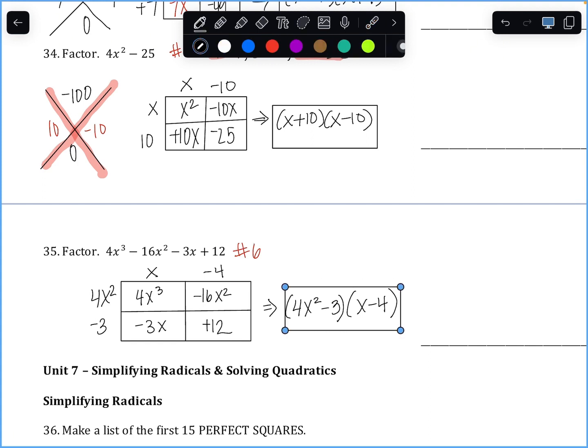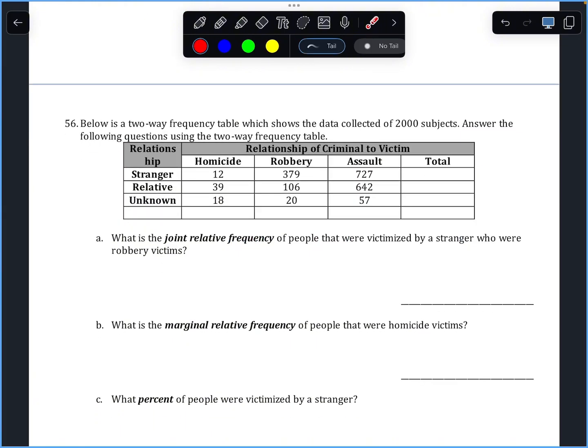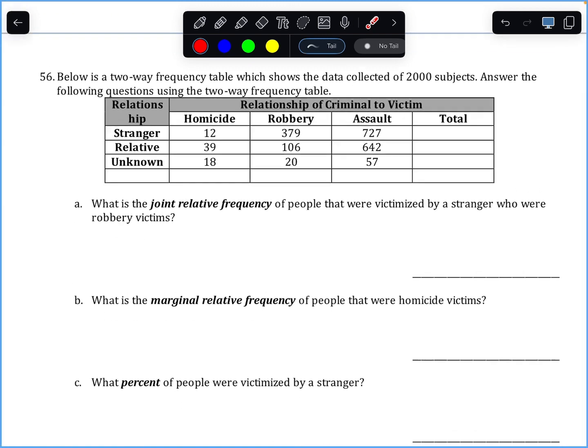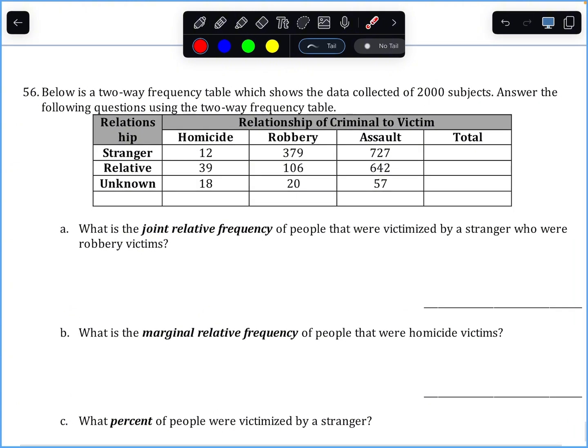All right, let's look at this one. It's an example. Below is a two-way frequency table, which shows the data collected of 2,000 subjects. Answer the following questions using the two-way frequency table. So what I'm going to do is, first of all, finish filling in this table.